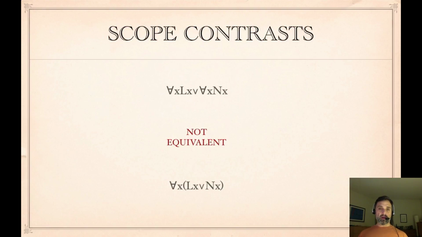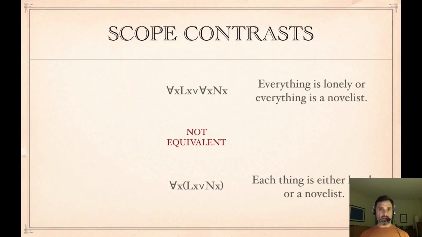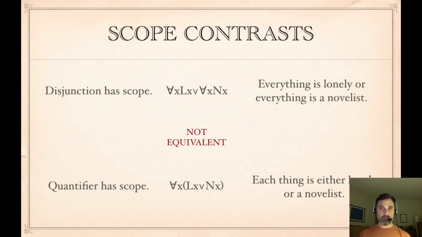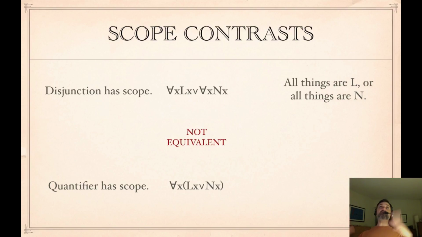Okay, now we have ∀x Lx ∨ ∀x Nx, and ∀x (Lx ∨ Nx). So this says everything is lonely or everything is a novelist. And this says each thing is either lonely or a novelist. Well, here the disjunction has scope, whereas here the quantifier has scope. So what's going on? Why are these not equivalent? Well, so this says that everything is in the category of L, or everything is in the category of N.